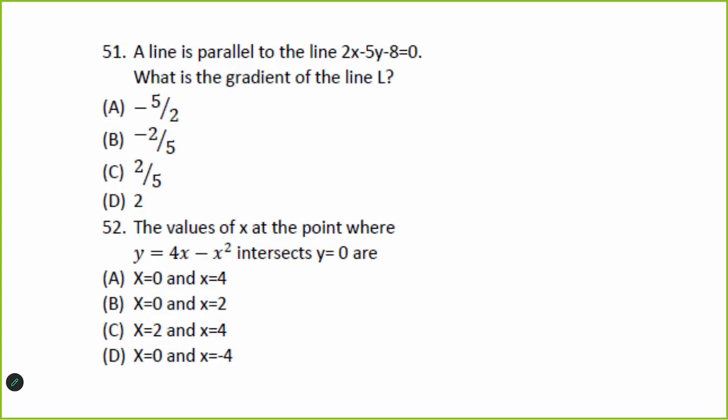51. When they say parallel lines, that means the gradients are equal. So you're going to have 2x minus 5y minus 8 is equal to 0. Carry this across. 2x minus 8 is equal to positive 5y. I always want my y to be positive. That will be all of this divided by 5. So you'll get 2 over 5 as your answer. The values of x, we did this already. x was 0 and x was 4. And that's the end of January 2023.